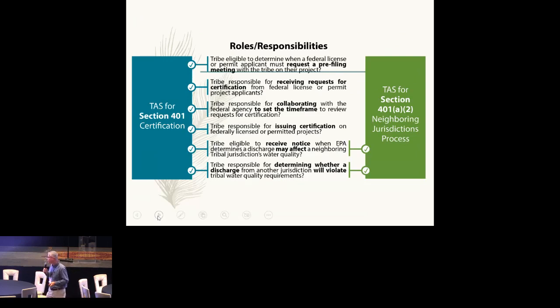Then once you have that meeting, once you receive a request for certification, the first step is to consult with the federal agency.